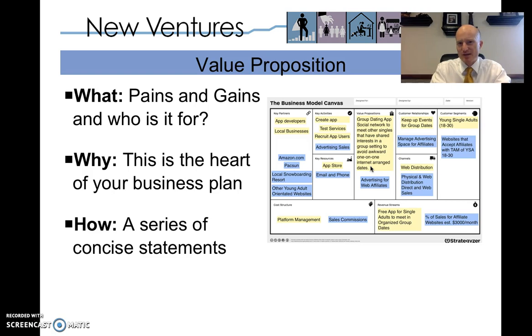I'm not a fan of the way that's worded. I think it's a little clumsy, and they could probably refine that. In fact, they did, because this was their initial assumption. But you get the idea, right? It's a series of concise statements. I said series, it can be multiple, depending on what your product is and depending on who your customer segments are. But just sit down and consider what your value propositions are and go out and test them.